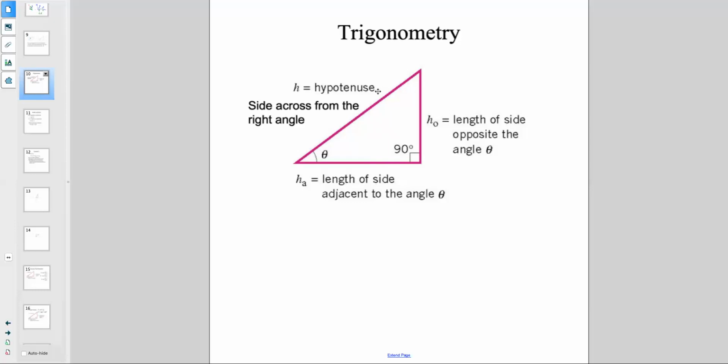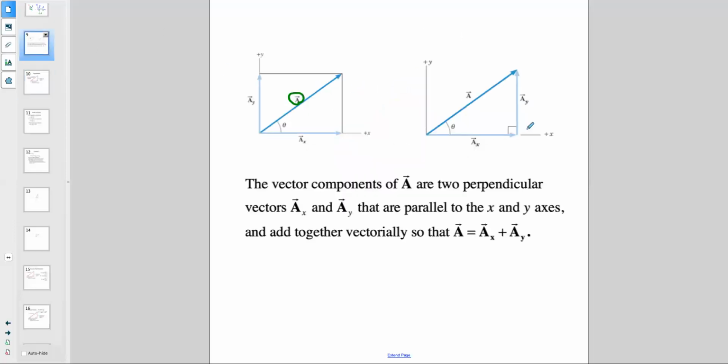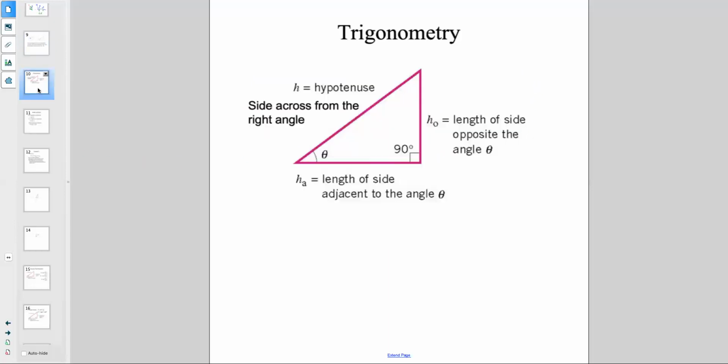Why is it important, by the way? The reason it's important is, take a look at this. You have a triangle here. If you have a vector A and you split it into its components along x and y, you end up with a triangle, the triangle that you have right here.